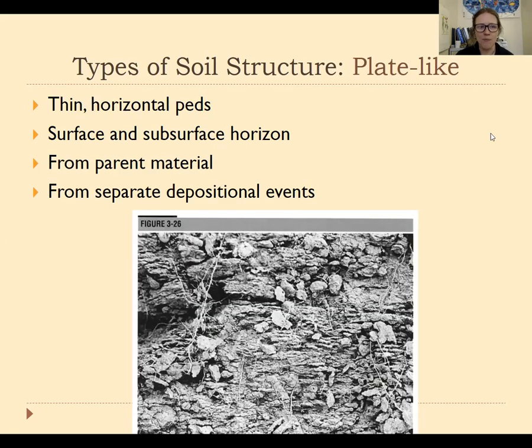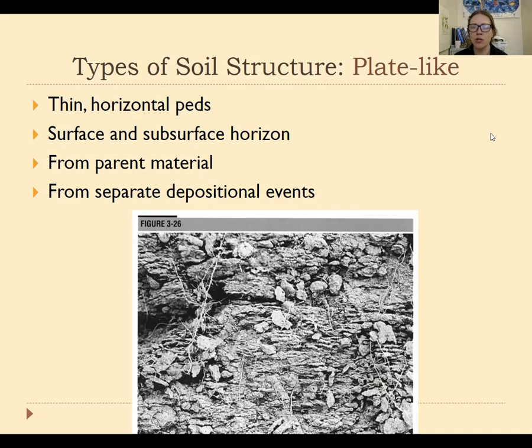The next type is called platy or plate-like soil structure. And this, instead of being more circular, has these really flat, plate-like or horizontal beds or aggregates within the soil. And this is more likely to form in subsurface horizons, although it can form in surface horizons as well. And it often has to do with the inherent structure of the parent material.